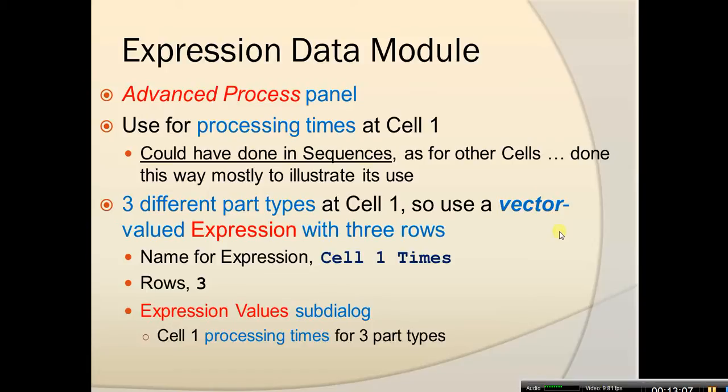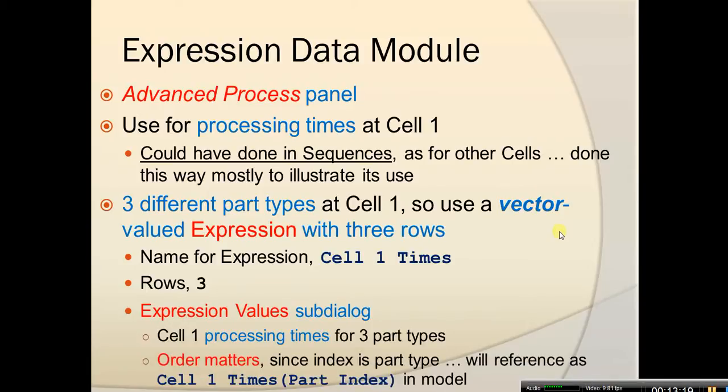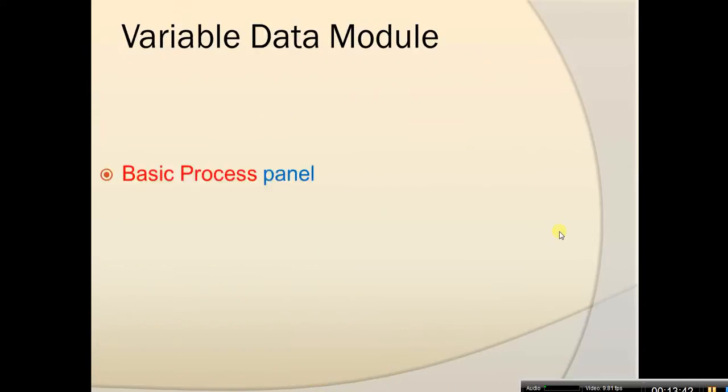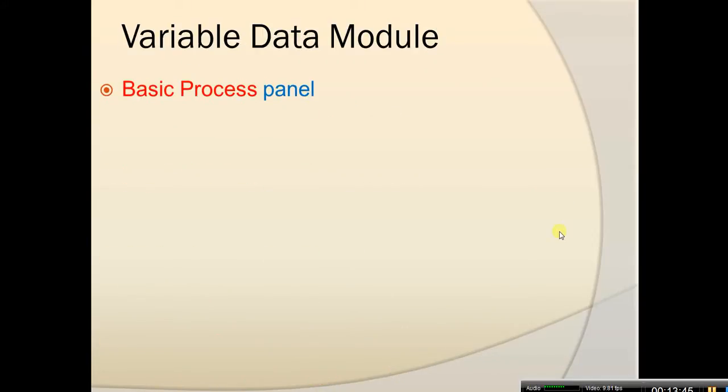So we'll also have this depending on the part types. So we'll have cell 1 processing times for 3 different part types. And it's important to remember that it's very crucial to keep the order in mind, because the order in which we list those matters, because the index is part type, so we will reference cell 1 times part index in the model. So we'll also introduce variable data module, and this is found in the basic process panel.